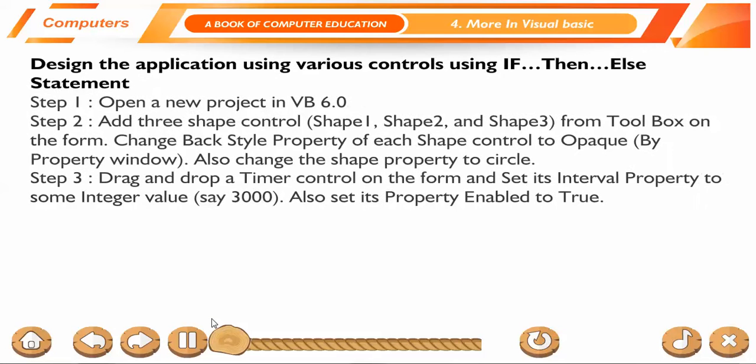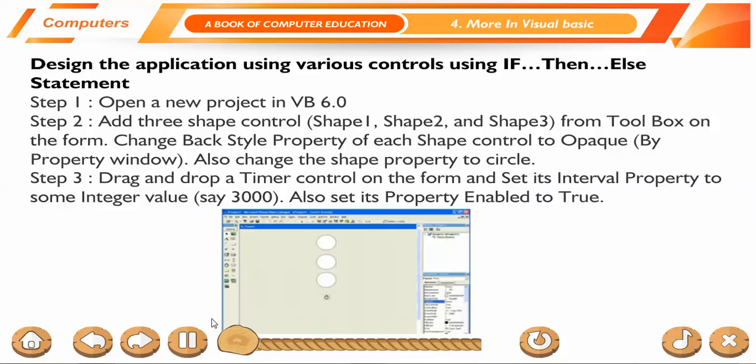Now design an application using various controls with the if-then-else statement. Step 1: Open a new project in VB 6.0. Step 2: Add three shape controls, Shape1, Shape2 and Shape3, from the toolbox onto the form. Change the BackStyle property of each shape control to opaque in the properties window. Also, change the Shape property to circle.